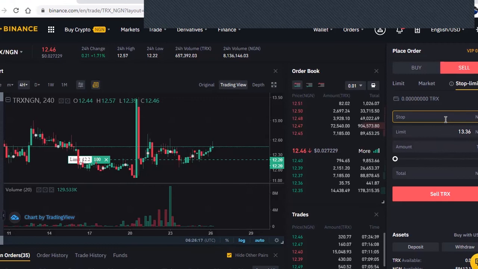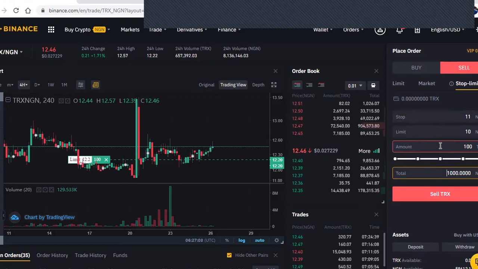So what you need to do is, for example, you buy it at maybe 12 naira. You can say, you know what, once the market gets to 11 naira, I'm not in this trade again. I'm exiting this trade. At that point, you can say sell at 10 naira. You get it now? So once the market gets to 11 naira, before it crashes below, at least you can take a position at this point and exit the market. So you just put how many Trons you want to sell. Just click sell.